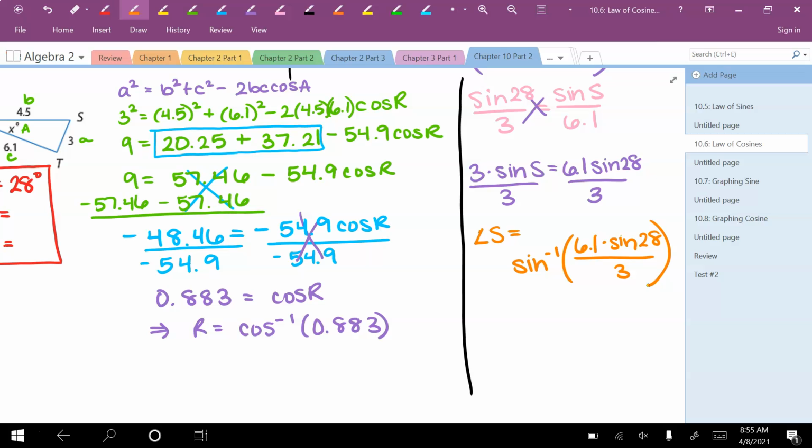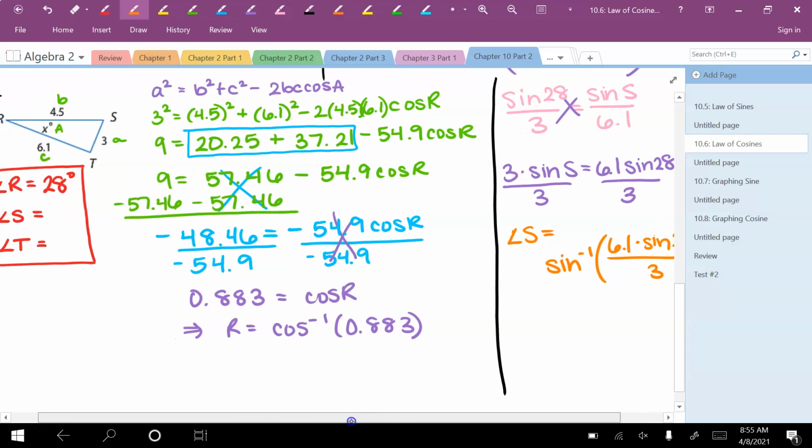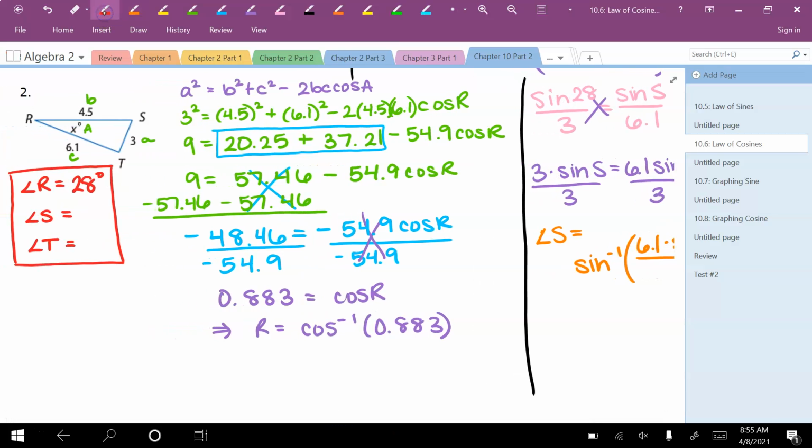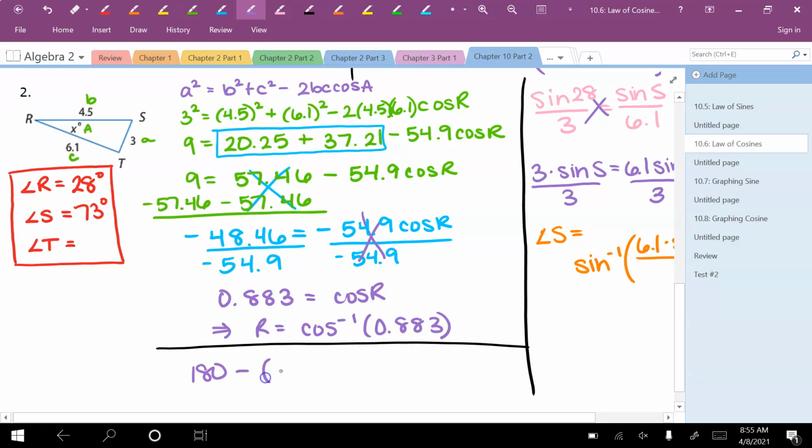I'm going to round it up. So back over here, angle S is going to be 73 degrees. So then for T, because I know 2 of them now, I can easily find the third by just taking 180 and subtracting those 2 angles that I know, 28 and 73. And that's going to leave me with 79 for T.